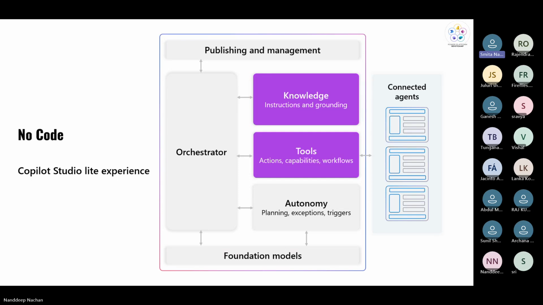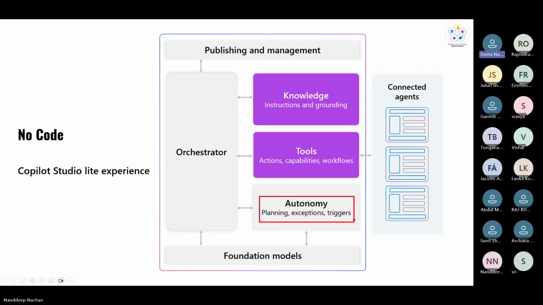When it comes to tools, they represent the actions and simple workflows the agent can perform. In Copilot Studio Lite, these are limited and predefined, but they allow the agent to do more than just answer questions, such as triggering basic capabilities or interacting with connected services. Let's talk about autonomy. Autonomy things like planning, triggers, and exception handling are available, but in a controlled and simplified way. So you benefit from it, but you don't directly design complex autonomous behavior.